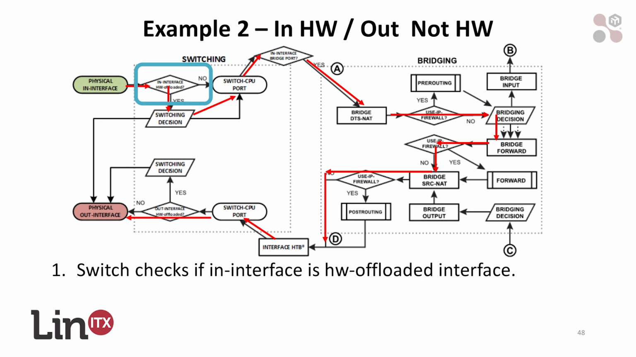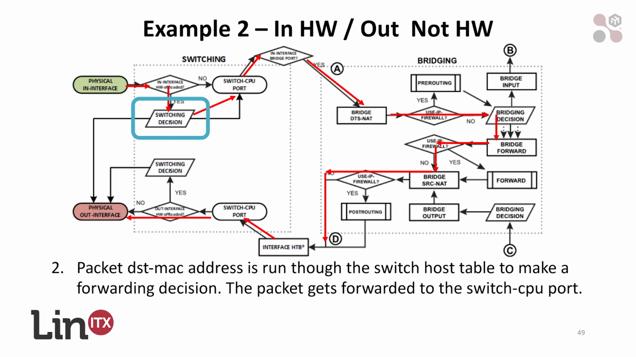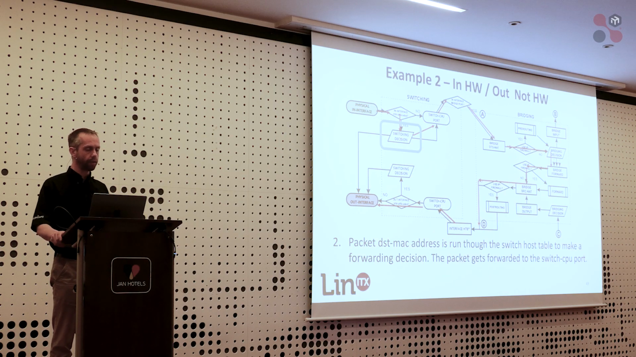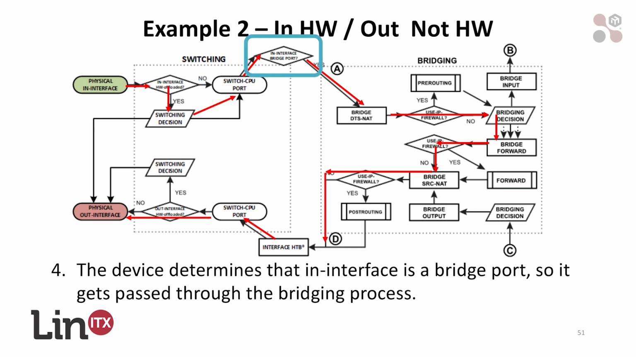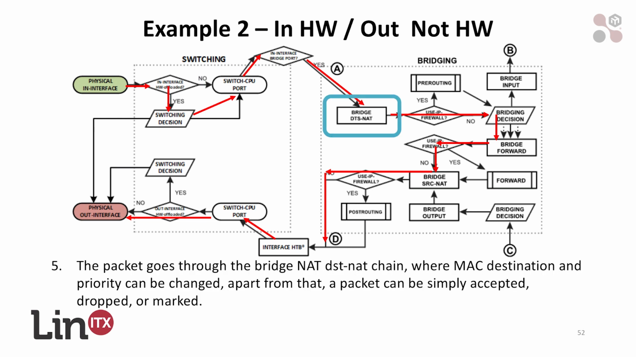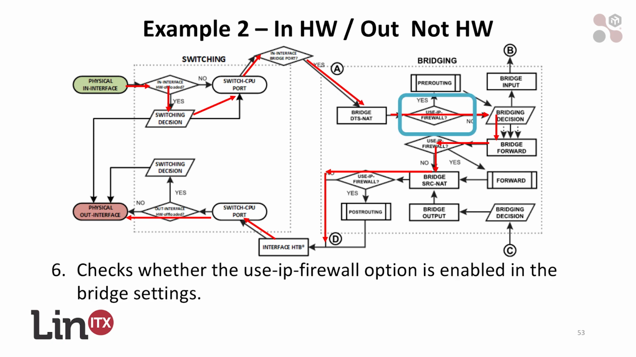And what that actually looks like in reality is the traffic makes a decision, and it says, is interface hardware offloaded? Yes. Great. So we go to the switching decision. The switching decision looks at the host. The host realizes that the output destination is not directly connected to the switch chip, so it goes via the switch CPU port, and yes, it's a bridge port, so we go into the bridging function because we're still at layer 2. And we tootle our way through the bridging function.